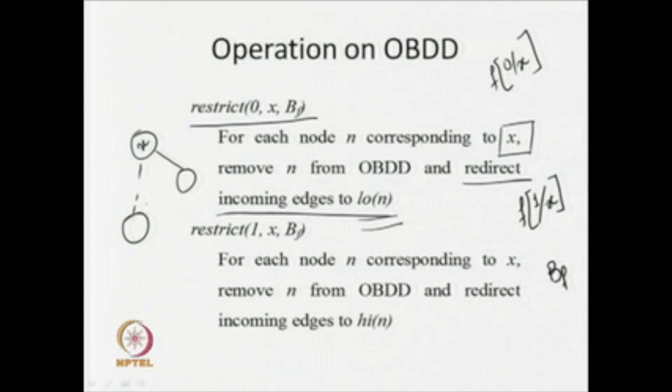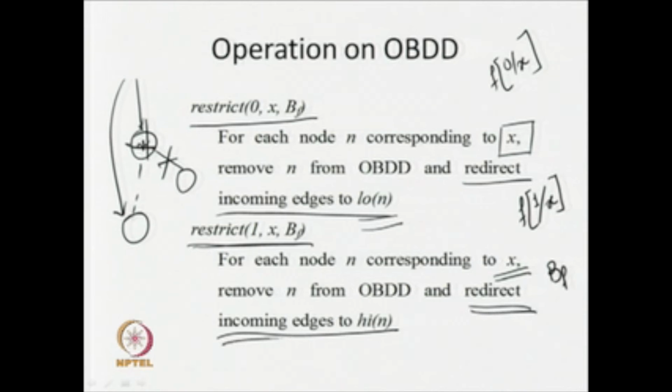So, when I am going to restrict x to be 0, that means x will be always 0. So, this evaluation we are not going to consider. In this particular case, we are going to remove this particular node, and whatever incoming edges we are having, all those will be redirected to this particular low node. Similarly, we are going to use this restrict 1 x b f. The treatment is similar. Now, we are going to remove all those nodes labeled by x, and we are going to redirect the incoming edges to high of n. So, this is the way we can construct ROBDDs for our restrict operation also.